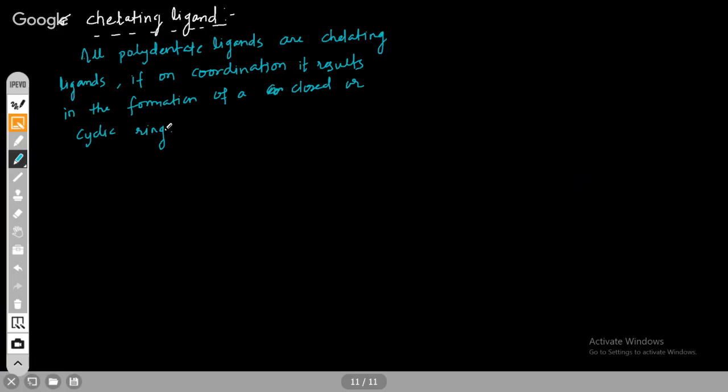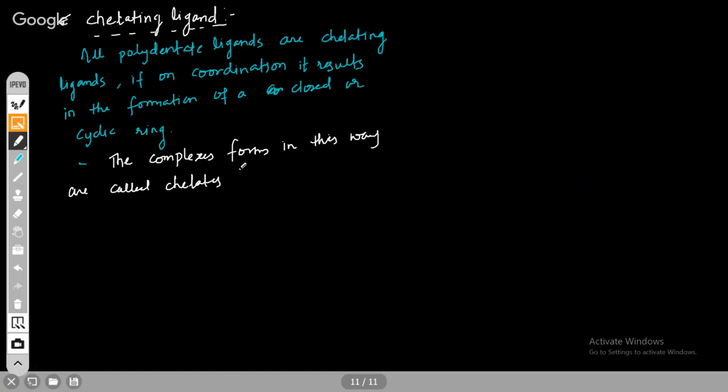Okay. Next line you write down in this. The complexes formed in this way are called chelates. These chelates are comparatively more stable than the ordinary complex.